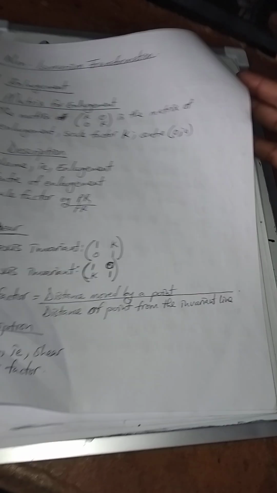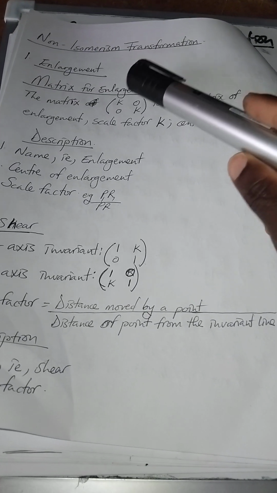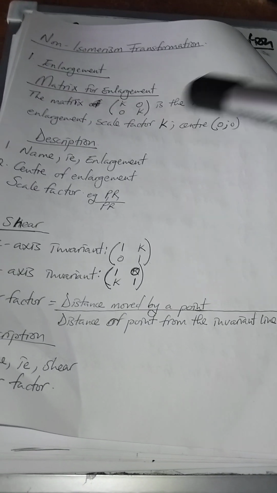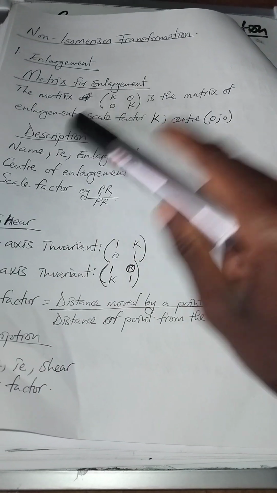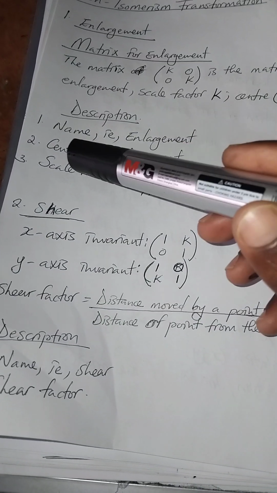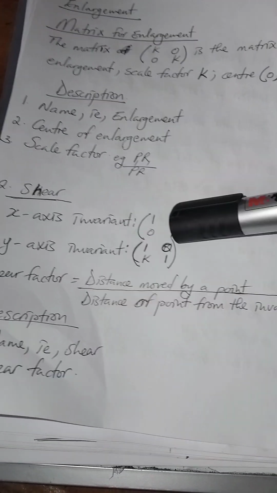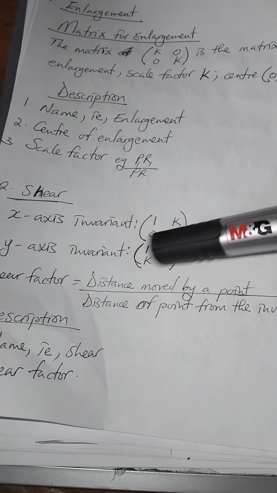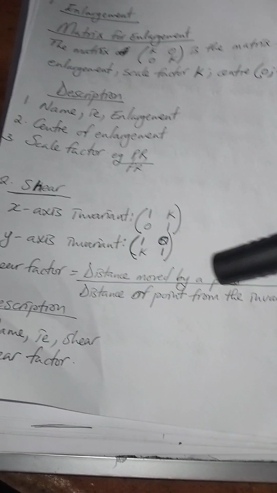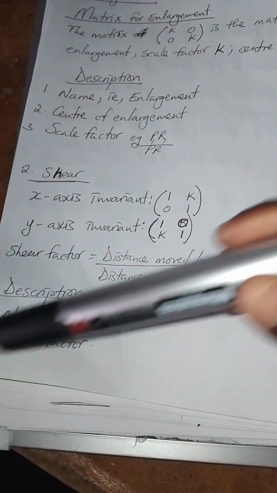Then non-isometric transformation, enlargement, matrix of enlargement, k, where k is a scale factor. The matrix works if the center of enlargement is 0, 0. So description: name enlargement, center of enlargement, scale factor. Shear: x-axis invariant, y-axis invariant, and the shear factor is the distance moved by a point over the distance of the point from the invariant line. Description: name shear. Number 2, shear factor.